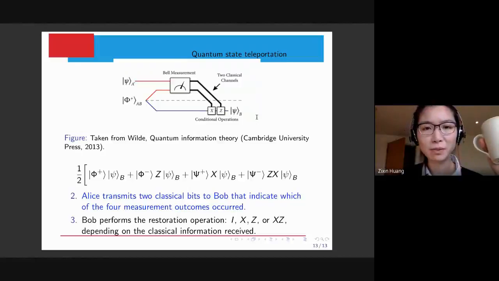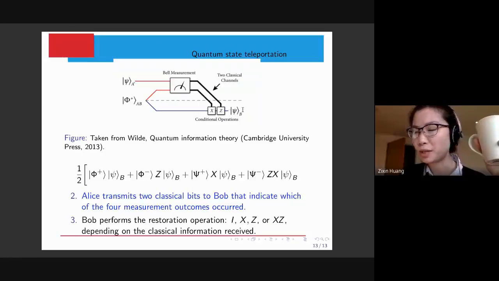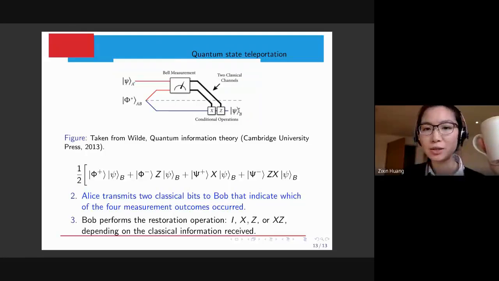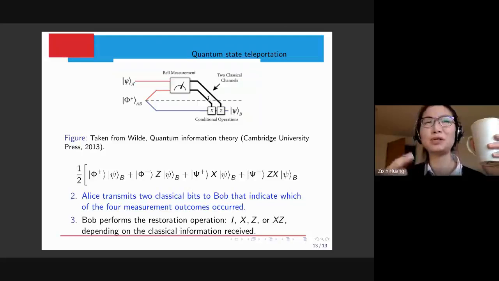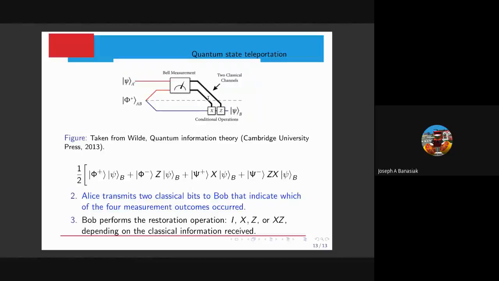So what you're teleporting is not the actual object, but the state of the object that it is in. Originally, Bob already has a qubit on his side, right? So the protocol doesn't transfer mass, but it transfers information on the state. Okay, I get it now. That makes more sense.